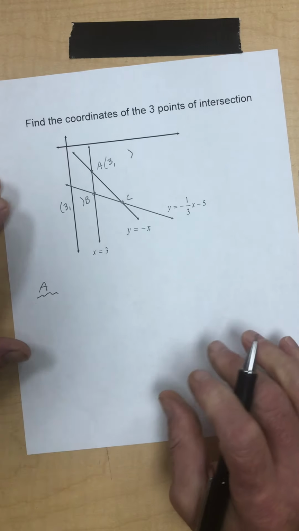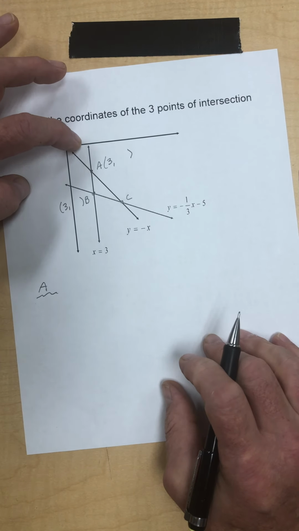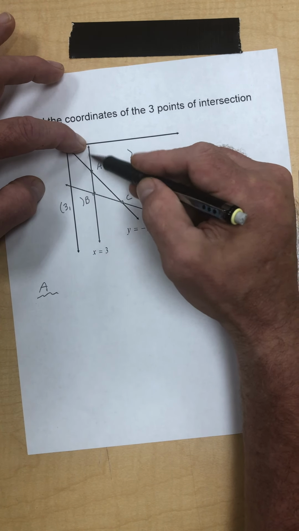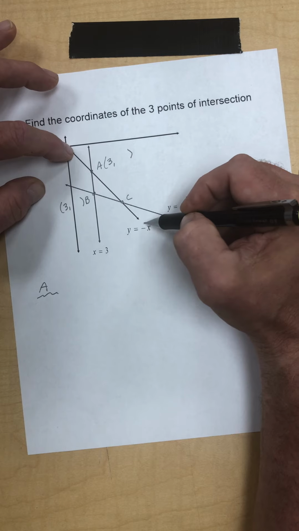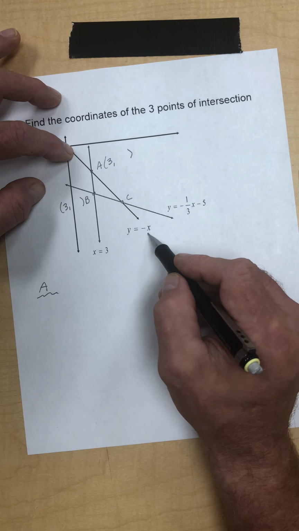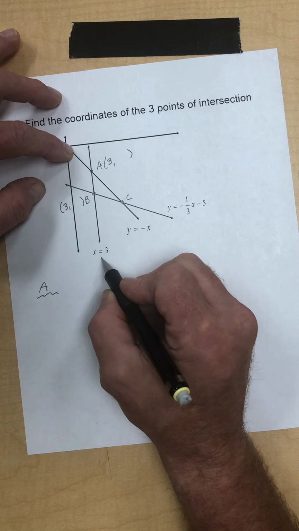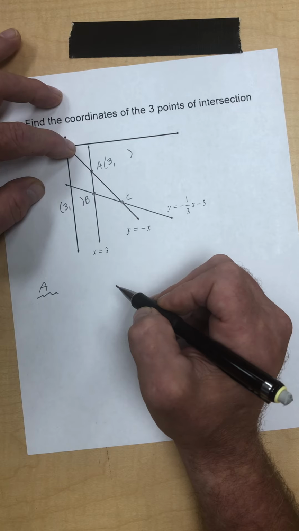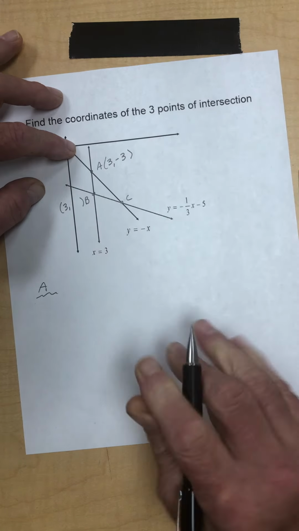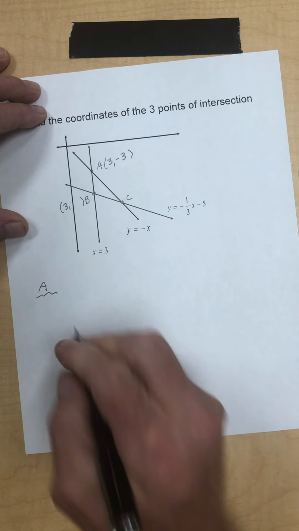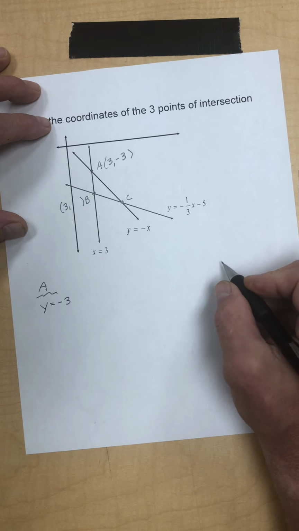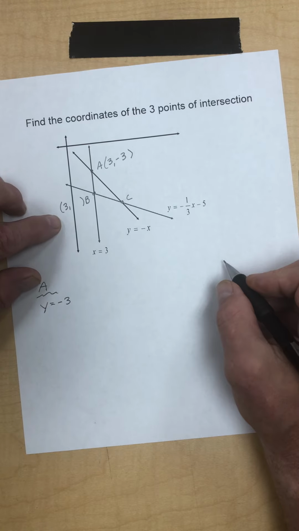So how do I find everything else? If we look at this guy up here at A, that happens when x equals 3 intersects with y equals negative x. Well, if y equals negative x, wouldn't we get y equals negative 3? Just putting the 3 in there. So I get my y coordinate without even doing anything. So we just get y equals negative 3. It's about that simple.